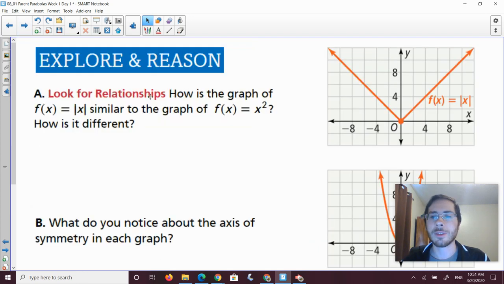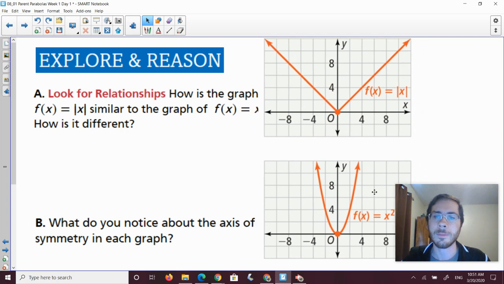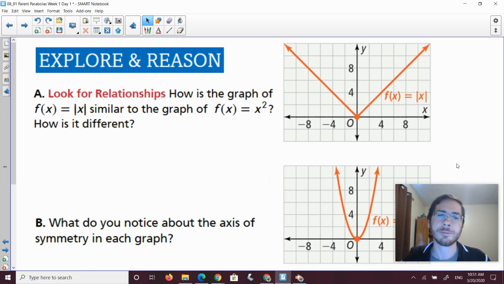If we start out, we've got the explore and reason sections first. Obviously, you can't do this with everybody, so we're just going to do it quickly together. We've got two graphs: the absolute value of x, and our new graph, which is x squared. We want to find out what makes them similar and what makes them different.